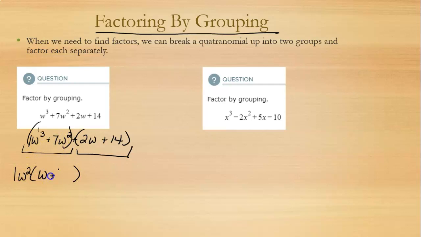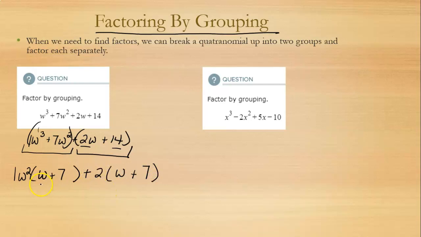7 is 7, and w squared divided by w squared is w to the 0, which is just 1, and 7 times 1 is 7. Before, we would have been done. Now we have another set of parentheses. The GCF for 2w and 14 is 2, so I'm dividing both terms by 2. 2w divided by 2 is w, 14 divided by 2 is 7.